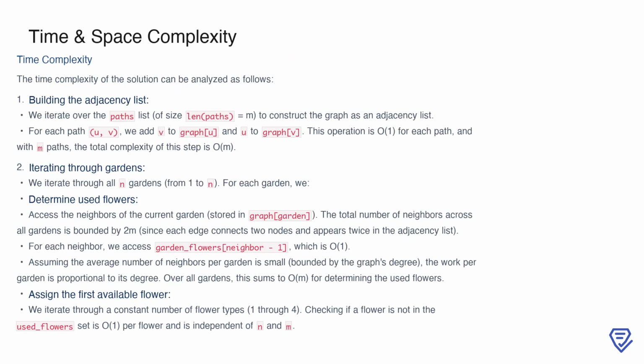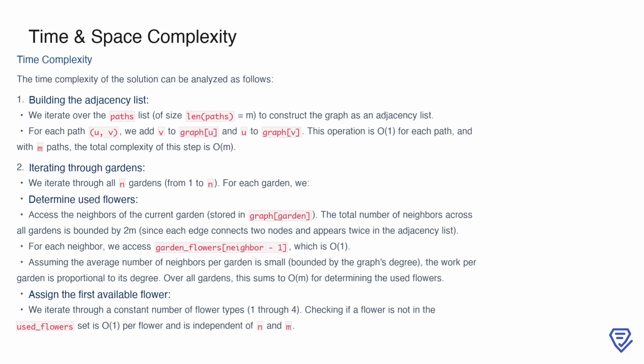constraints. To analyze the time complexity of this solution, let's begin by considering the process of building the adjacency list. For each path in the input, we add the connected gardens to each other's adjacency lists. Since there are m paths and each addition operation is O(1), the total time for this step is O(m). Next, as we iterate through the n gardens, we determine which flowers are already used by accessing the garden's neighbors. The number of neighbors across all gardens is bounded by 2m because each edge appears twice in the adjacency list.